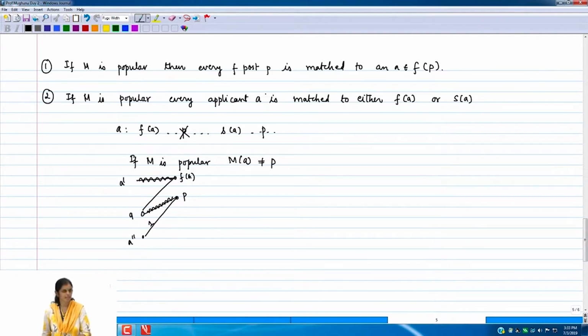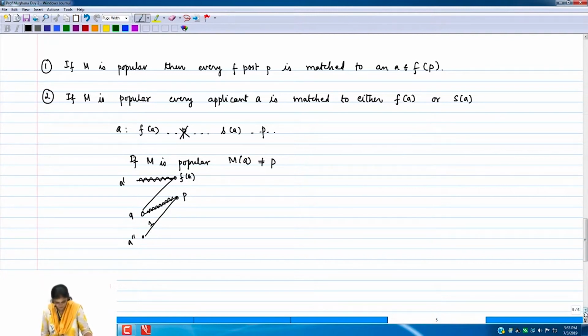In a very similar spirit, you should argue that it cannot be matched to somebody who is strictly worse than its S post. Otherwise, you should be able to come up with 2 promotions at the cost of 1 demotion to show that there is a more popular matching. So, this is the flavor of the argument here.